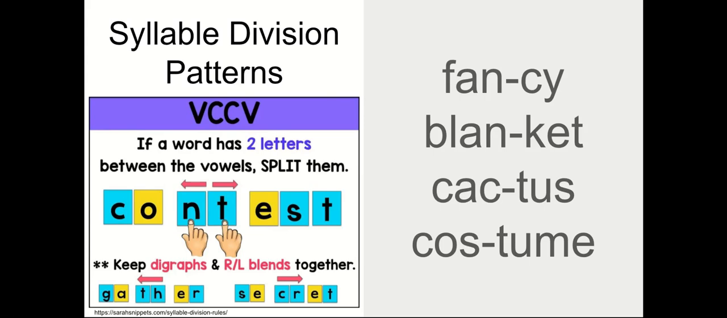So here are 4 example words. I've got the word fancy. Fancy, the N and the C are split, so you have fan-cy as your 2 syllables. The word blanket, blan-ket, the N and the K are split to make 2 syllables. The word cactus, cac-tus, the C and the T are split to make cac-tus. And the word costume, cos-tume. The S and the T are split to make cos-tume.